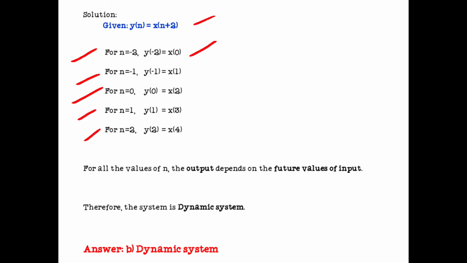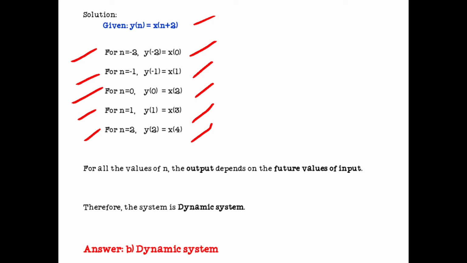So you substitute the other values of n. Minus 1 plus 2 you will get x of 1. 0 plus 2 you will get x of 2. If you substitute 1 plus 2 you will get x of 3. If you substitute 2 plus 2 you will get x of 4.